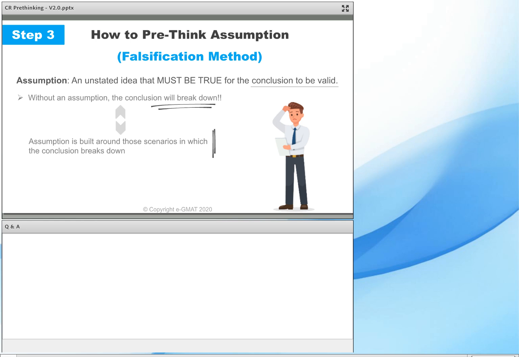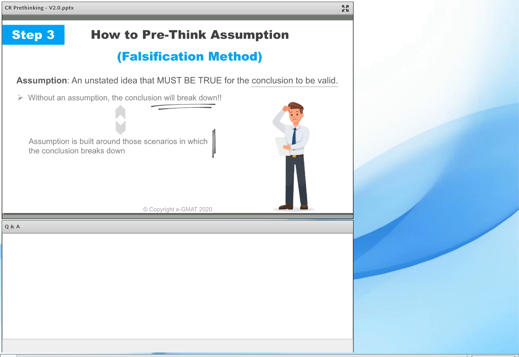analogy again and see, okay, if you were building a house and you were to put in pillars that are essential pillars, where would you put them? You would see where the roof is caving in, and you would put pillars over there so that you prevent the roof from caving in. In the same way, to figure out where the assumptions would be, you first figure out where does the conclusion break down, and essentially put the assumption over there.